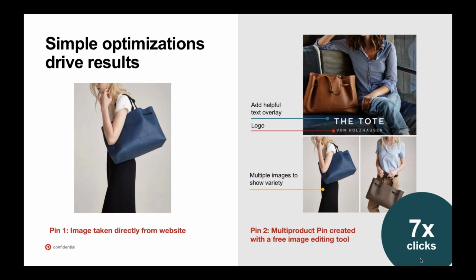Lastly, here's an example of how we repurposed some content seen directly from the website. We added some helpful text overlay, a logo, and multi-images. And this multi-product pin was all created in a free imaging tool that you can find by searching the web. It saw 7 times higher clicks. So for a fairly unknown handbag brand down in LA, this is really important to them to drive traffic back to their site. So this is just one way on how to optimize creative.